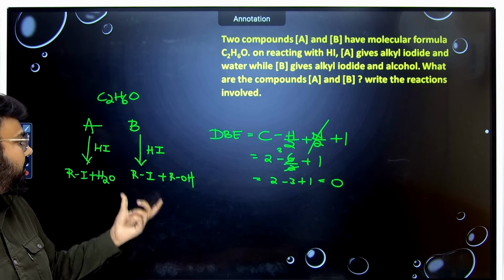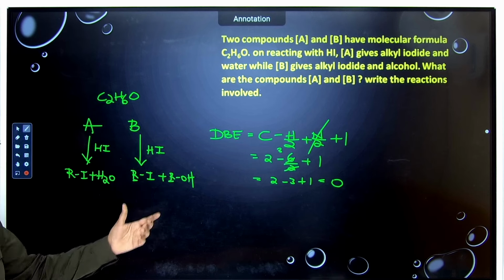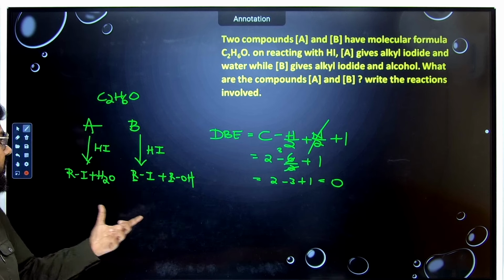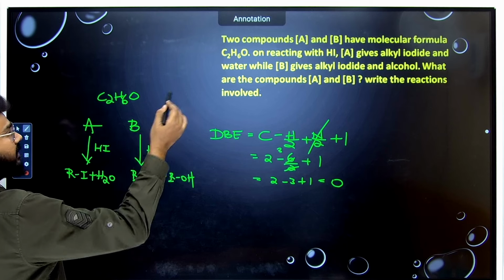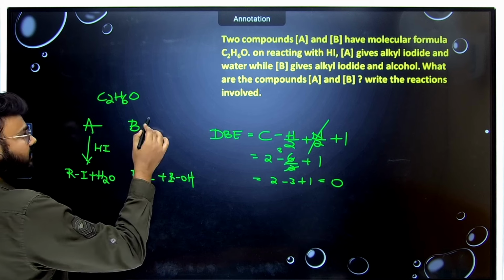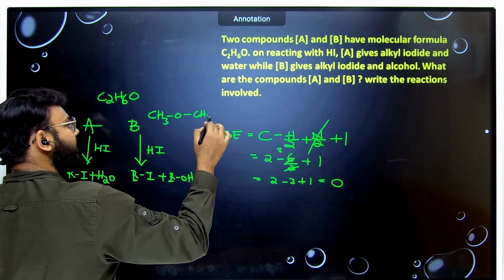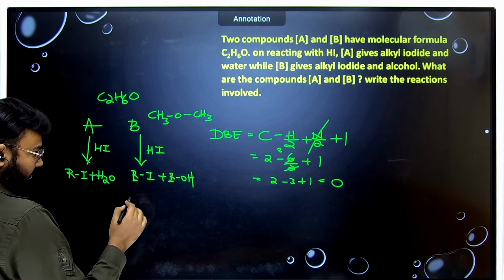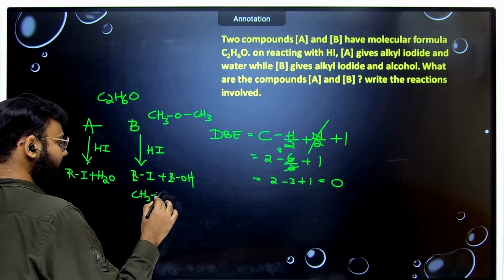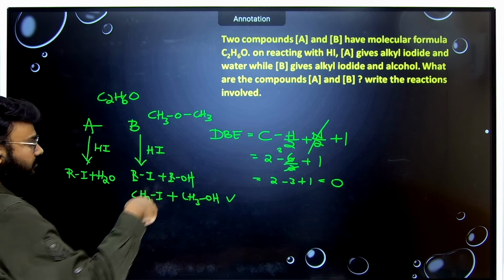Based on the given information, you can see B gives two alkyl products on reaction with HI, so it must be an ether. So compound B, based on the formula, two carbons, has to be dimethyl ether. It means our B substance is CH3OCH3. And when it undergoes reaction with HI, it will form CH3I plus CH3OH. So we have got our B.